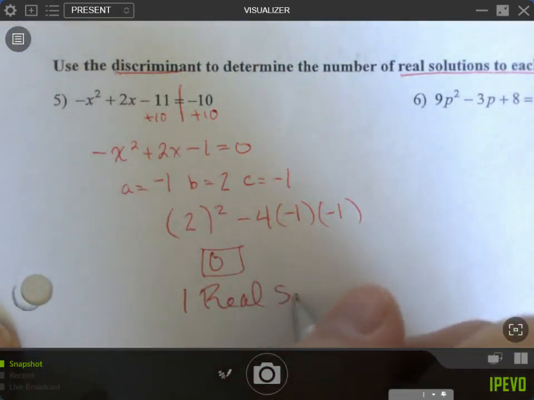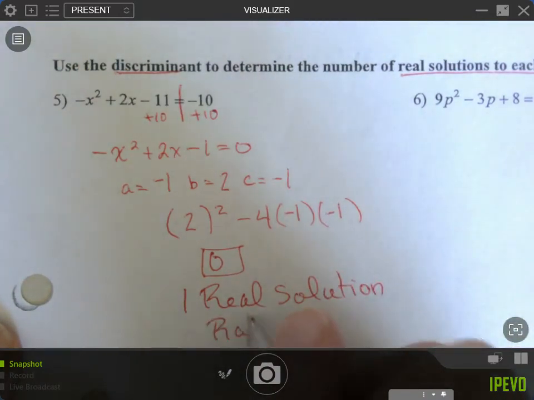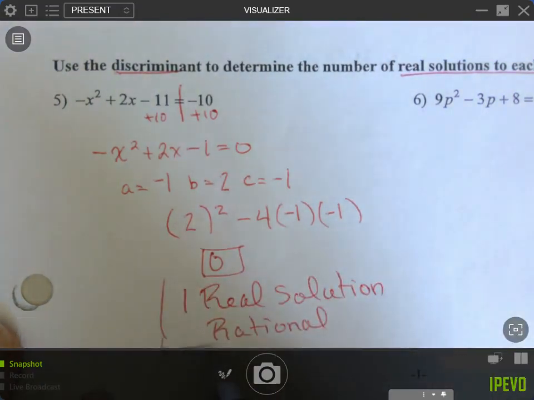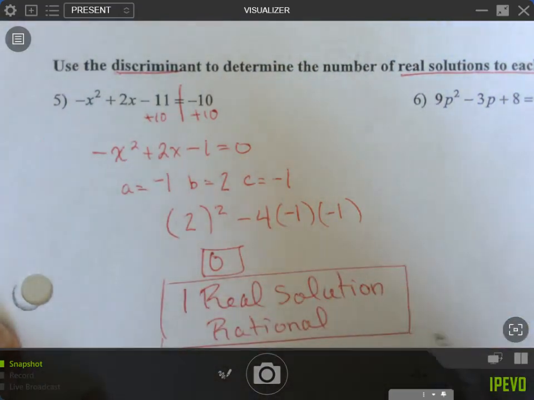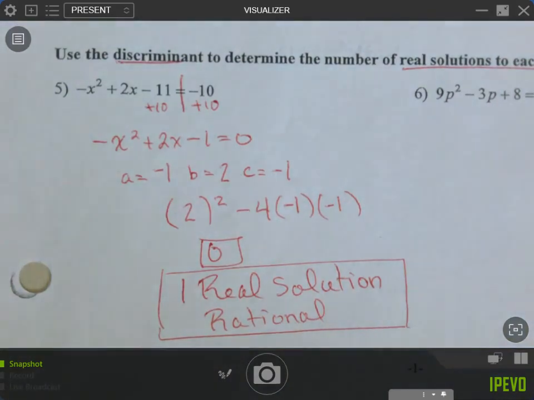And we took this a little bit further. What did we say? Not only is it real, but it is rational. Why is it rational? Square root of 0 is 0. 0 is a perfect square, so we get that nice answer. Okay, so there are a different set of problems on the back. This is the last thing I want to go over.